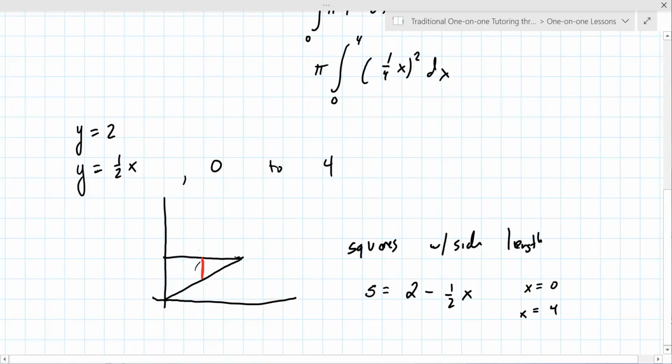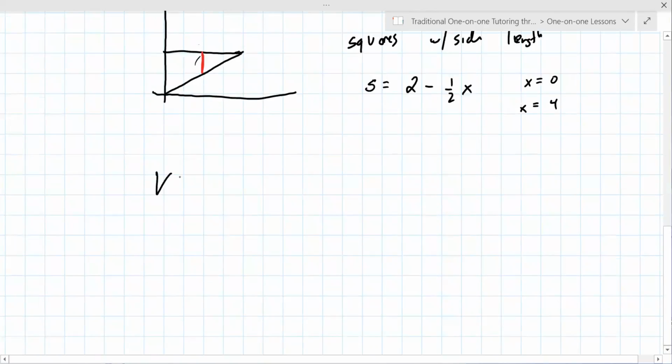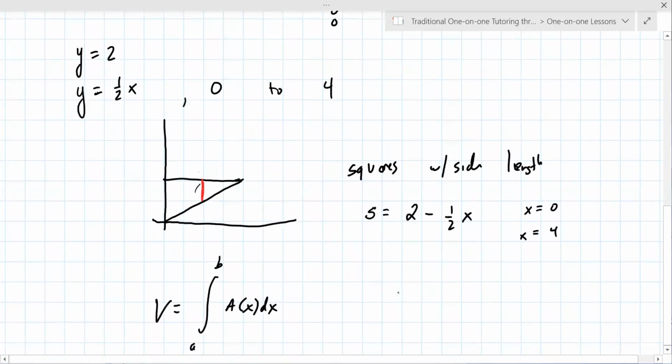Okay, so the volume of these cross sections is always the integral from a to b, and then you've got some sort of area function dx. So in this case, your area function is squares. Right? So your squares are s squared. So it would be 2 minus 1/2 x squared.